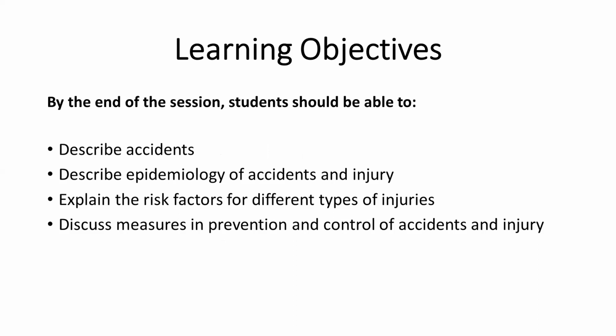So I'll go through these learning objectives. In this lecture, we'll be describing the accidents, and then we'll describe the epidemiology of the accidents and injury. Then we'll explain about the risk factors for different types of injuries. And lastly, we'll discuss measures in prevention and control of accidents and injury.